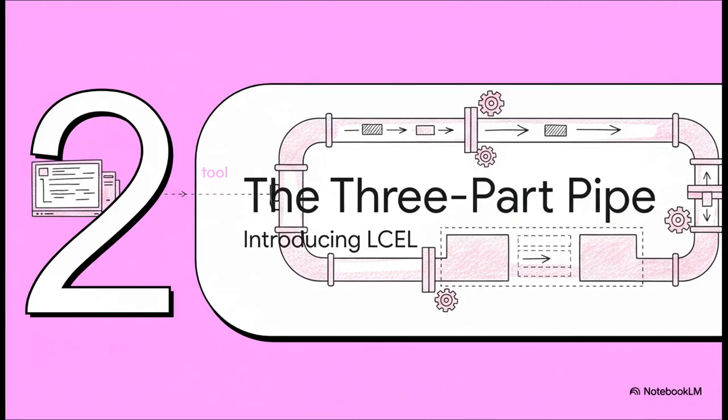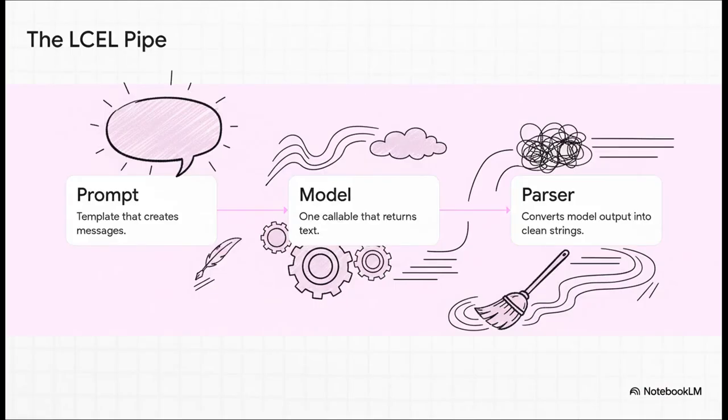Okay, so what's the secret sauce here? What's the tool that lets us do all this? Well, it's the LangChain Expression Language Pipe, or LCEL. And really, the best way to think about it is like a super simple, super readable assembly line, just for your data. And what's so great about this is just how simple it is.